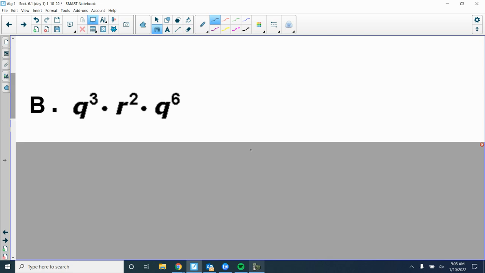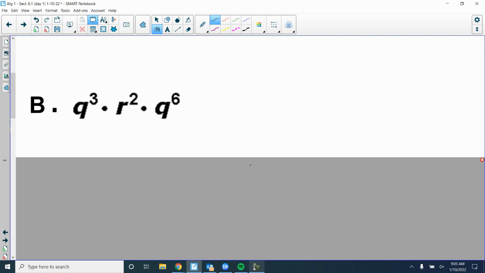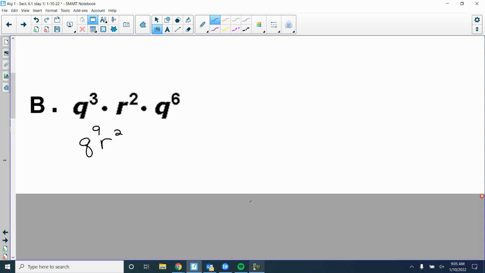Only with like bases, which means they have to have the same base. This r is not the same as a q. So what are the only two exponents we're going to add together? The 3 and the 6. So I'm going to write 3 plus 6 as q to the 9th, and then I just keep that as r squared. You can't do anything else with it. You just leave that. So that would simplify to q to the 9th r squared.